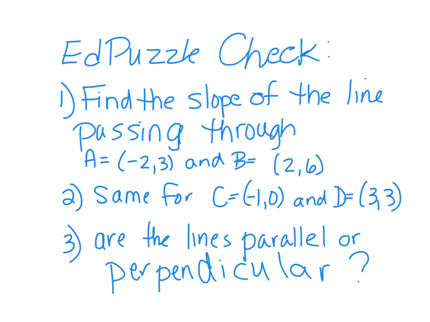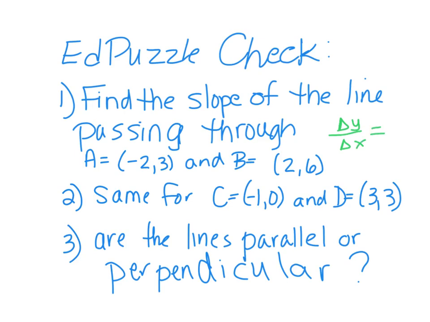For our last check-in, these are going to be the questions at the end of your Ed Puzzle video. What I would like you to do is show your work on a separate piece of paper. Number 1, find the slope of the line passing through the points A equals (-2, 3), and B equals (2, 6). All right, so show how you set up with the change in y over the change in x. Find the slope of that line.